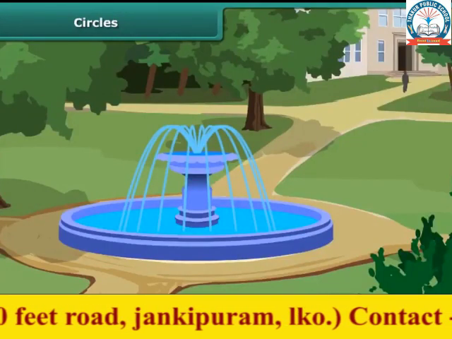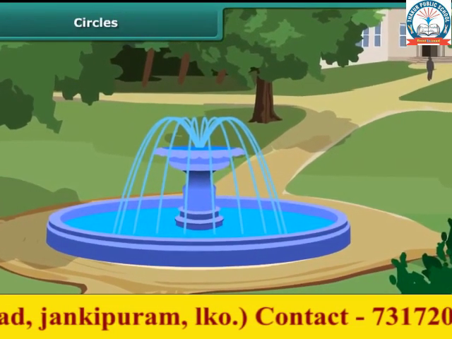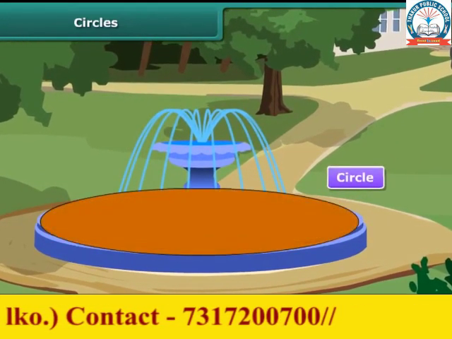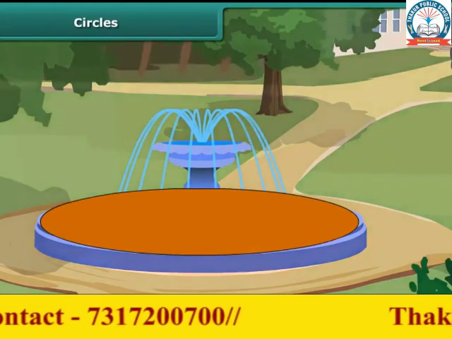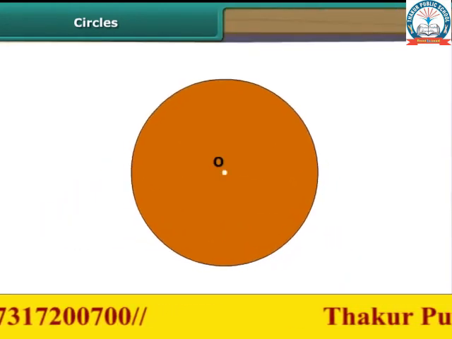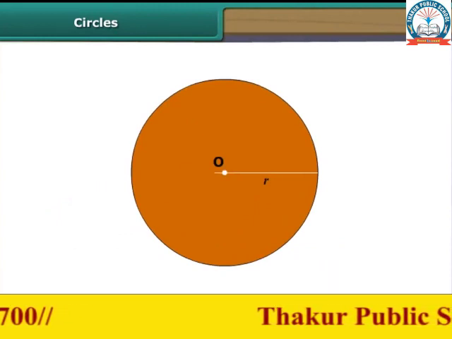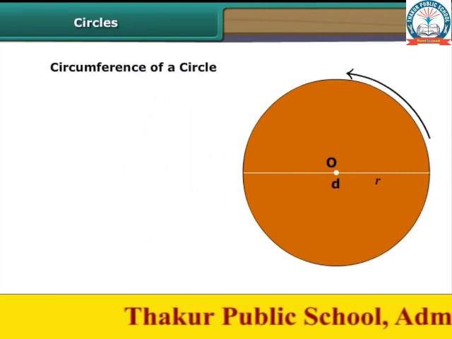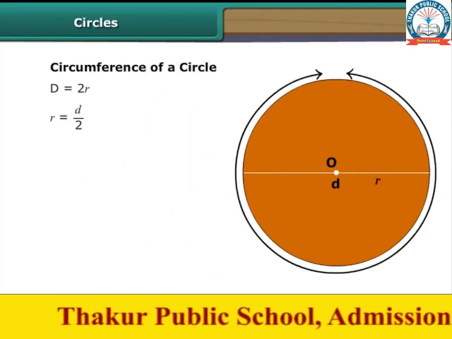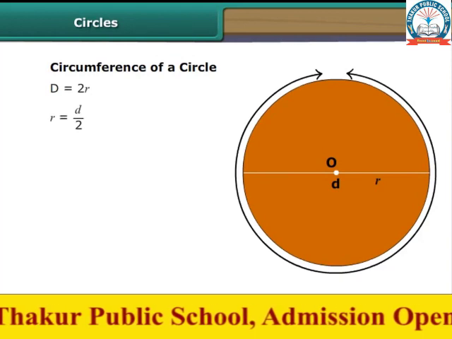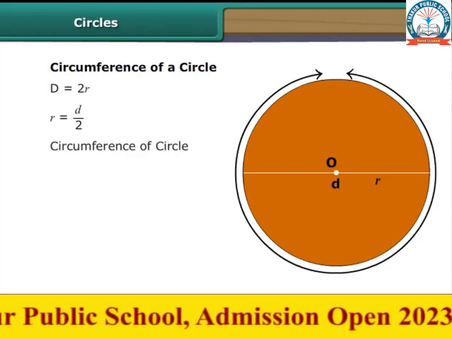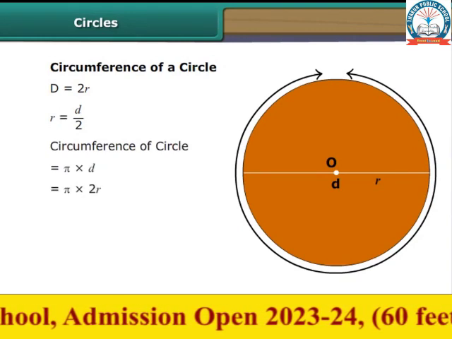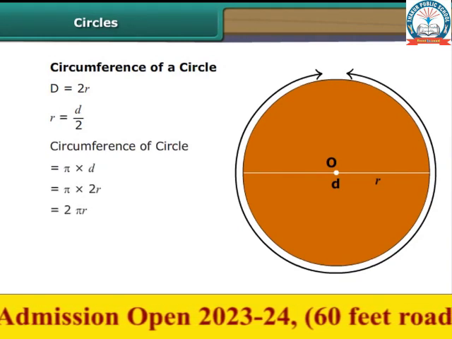Circles. Students, have you noticed the shape of the fountain? The fountain is in the shape of a circle. Can you measure the circumference of the circle? Yes. If you know the radius of the circle, then by using the formula for the circumference of a circle. The circumference of a circle is the distance around a circular region. In other words, the boundary of the circle. The circumference of a circle is the product of a constant called pi and its diameter, or twice the product of pi and the radius of the circle.